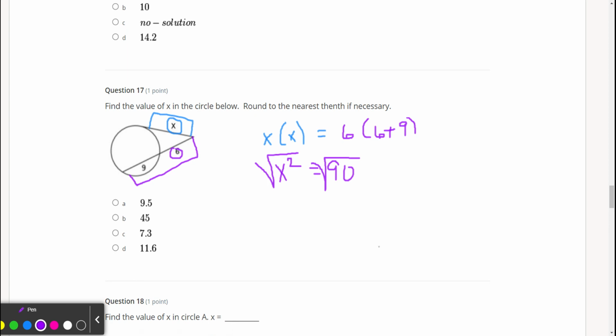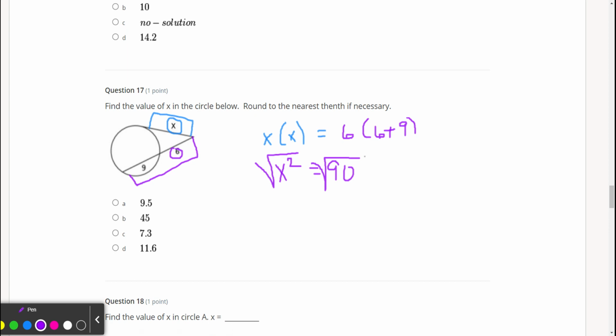If you want the exact answer, 9.4868. Is that a 6 right there, or is that a different number? 9 plus 6 is 15, right? And then 15 times 6 is 90. And then you take the square root. It's okay. Take the loss.